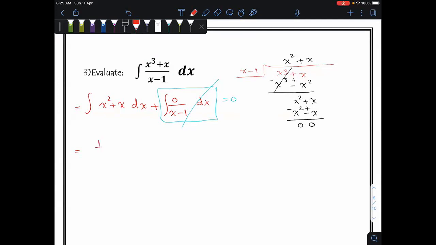Integrate normally, so it's 1 over 3 x to the power of 3 plus 1 over 2 x to the power of 2 plus what? C, plus the C. Okay, so easy here. Question. Thank you.